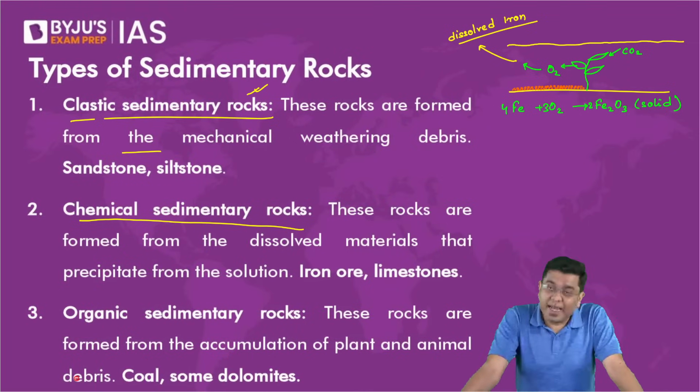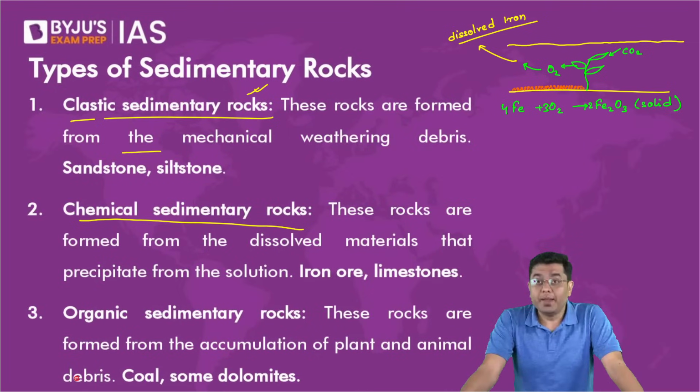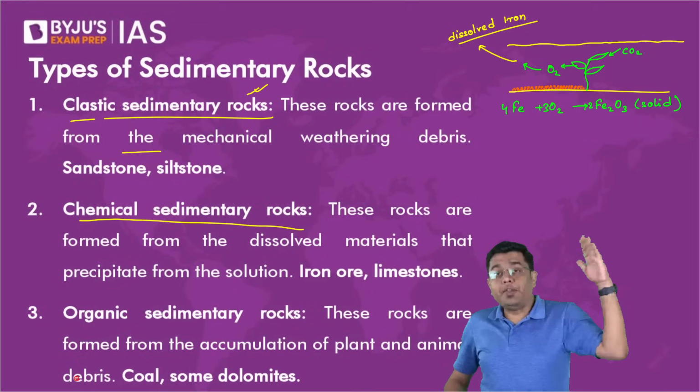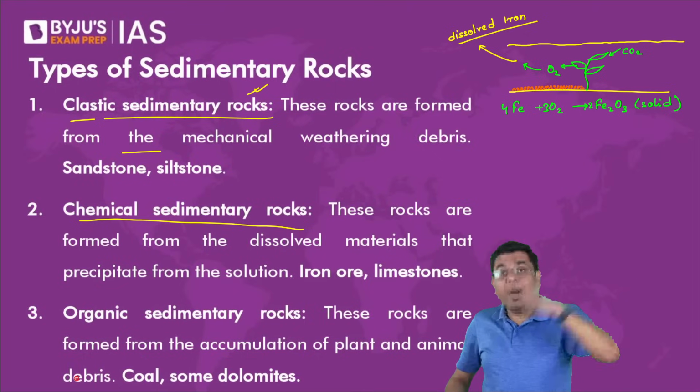Then you have organic sedimentary rock. For example, take the case of coal. Now, how is it that coal is formed? Coal is formed when the trees die.